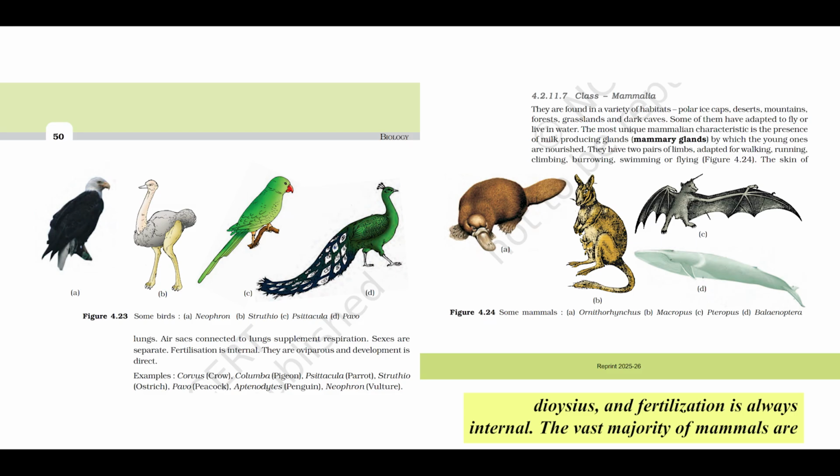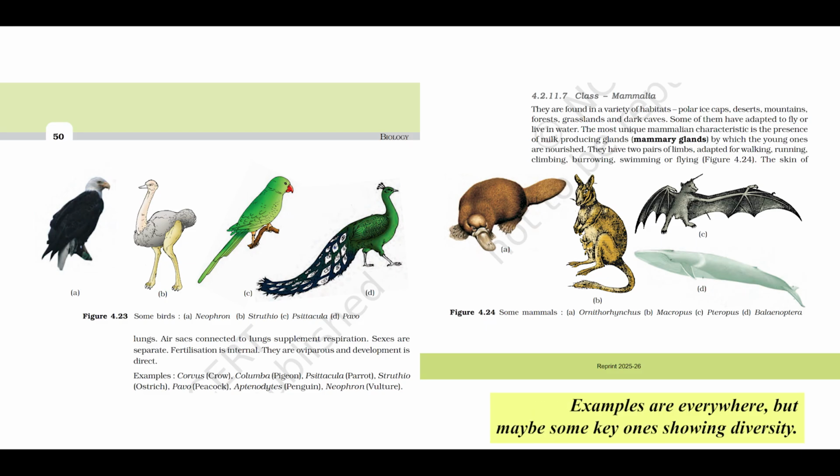The vast majority of mammals are viviparous, meaning they give birth to live young. The embryo develops inside the mother's uterus, receiving nourishment via a placenta in most. However, there are a few exceptions. The monotremes, like the platypus and echidnas found in Australia and New Guinea, are oviparous. They lay leathery shelled eggs like reptiles. This is a key exception to remember. Development in all mammals is direct. Platypus laying eggs, the famous exception.